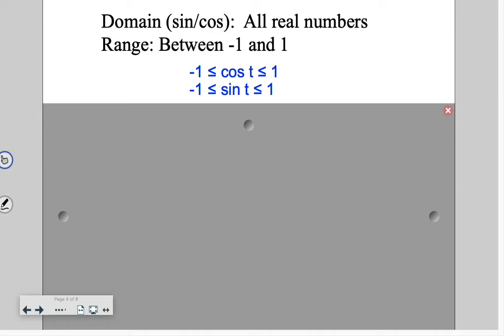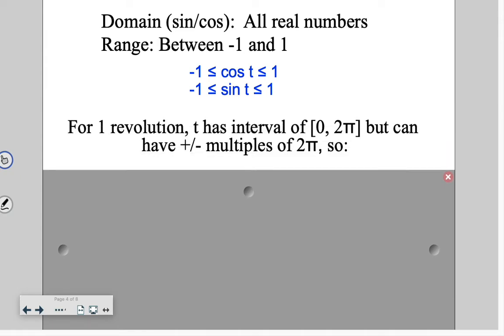So what we're going to do today, the one thing we're going to add to this is, for one revolution, if I work my way around the unit circle, we have an interval anywhere between, if you're in radians, 0 to 2 pi, or if you're in degrees, 0 to 360. One time around the unit circle. But you could have multiple positive or negative angles of 2 pi, or 360, and I'll talk about that in a second.